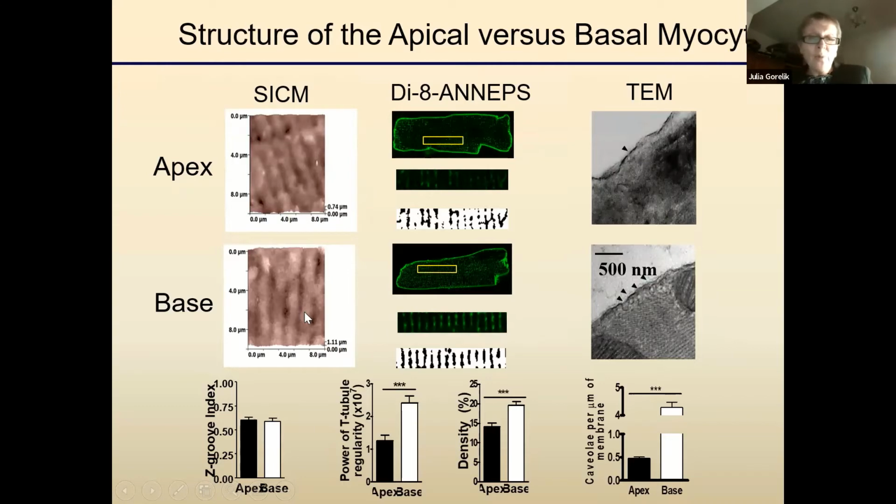And we found the cells from the apical part very different from cells from the basal part of the heart. We found that while the Z-groove index is not different, the T-tubule regularity and density are different, and also very important, apical cells have 5 times fewer caveolae than basal cells. So potentially in the heart we have cells with different structures from apex and base.